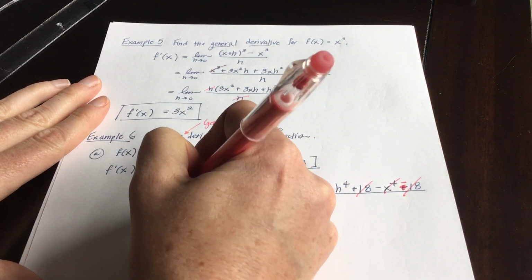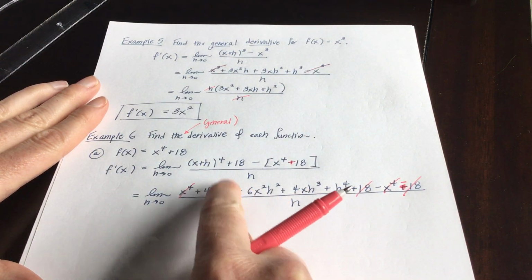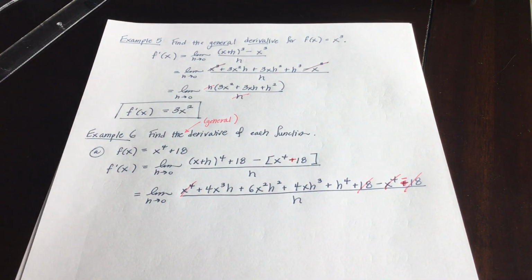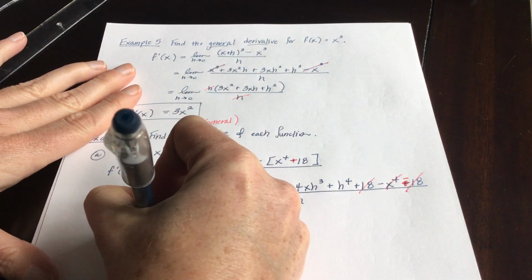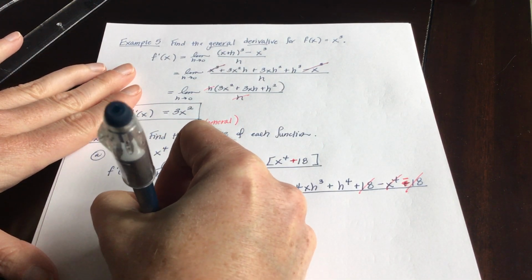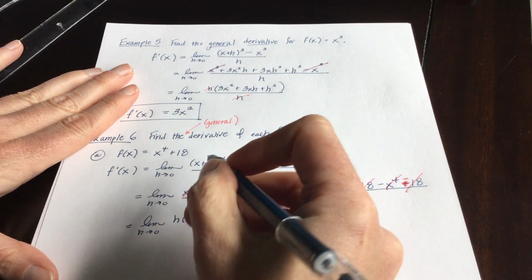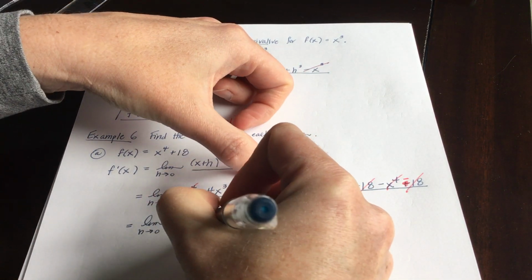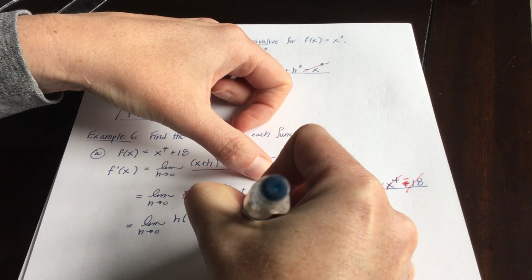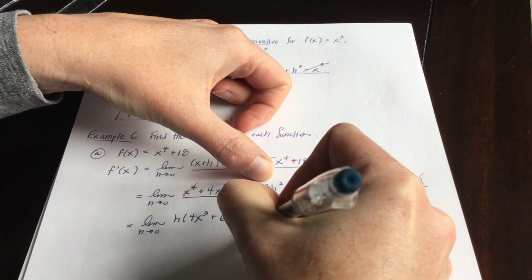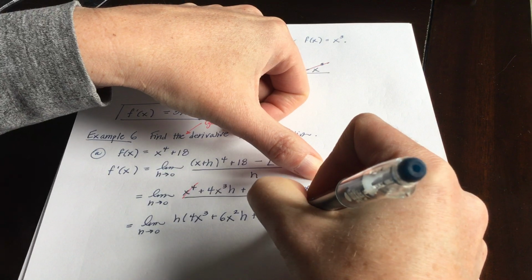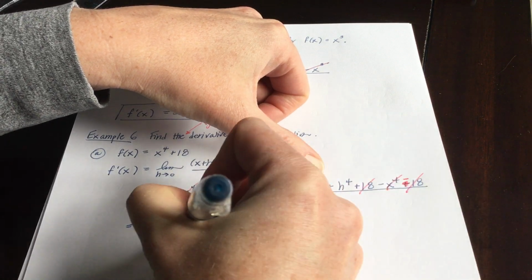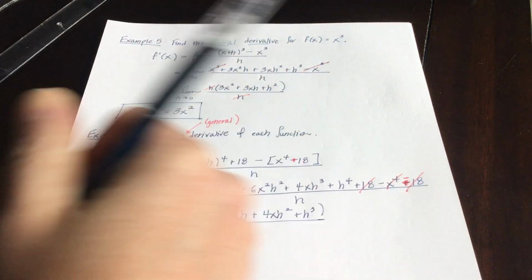The x to the 4ths vanish. And notice everything else in the numerator has an h in it. And so the next step, I like to show factoring the h out. So h times 4x cubed plus 6x squared h plus 4x h squared plus h cubed all over h.